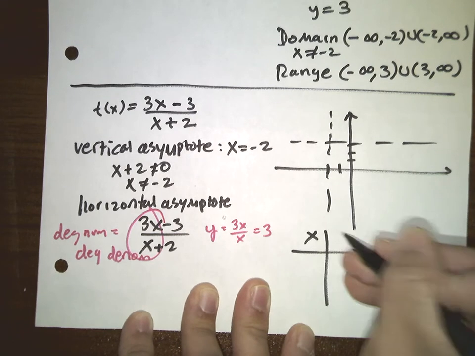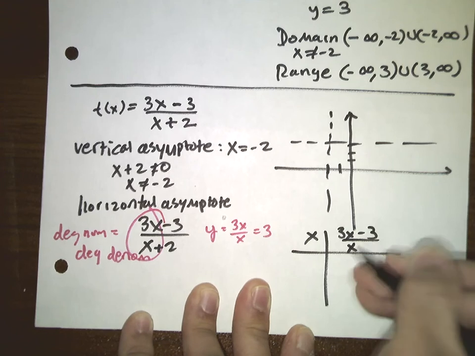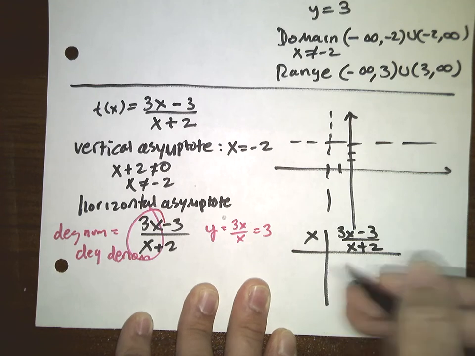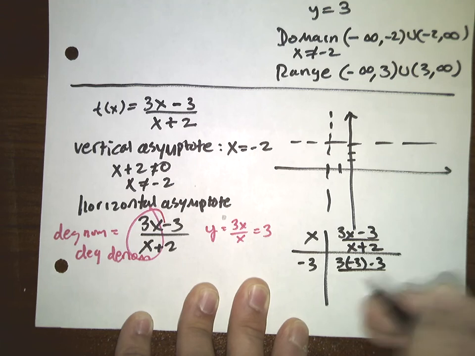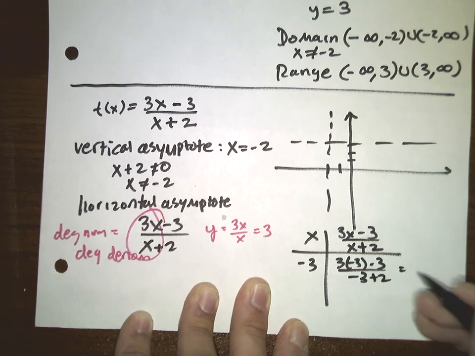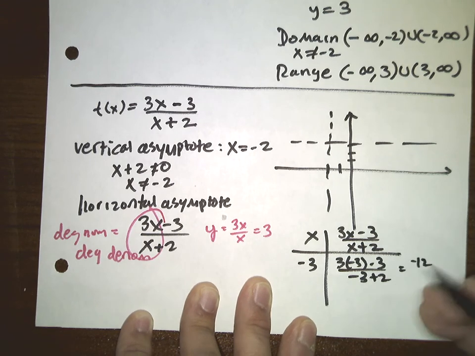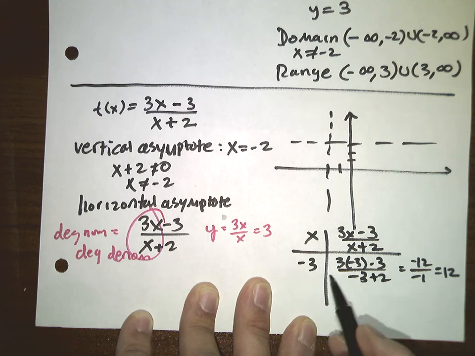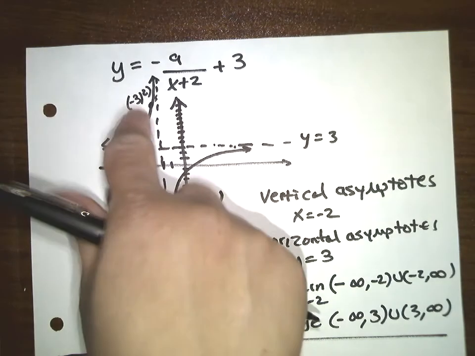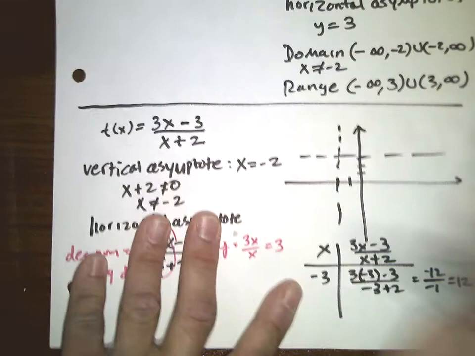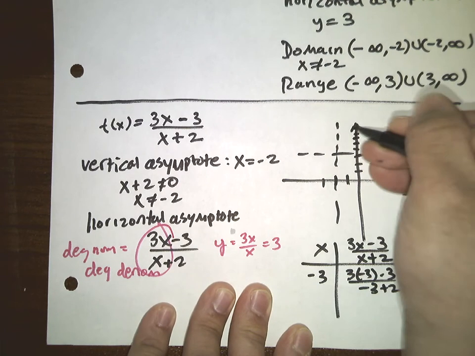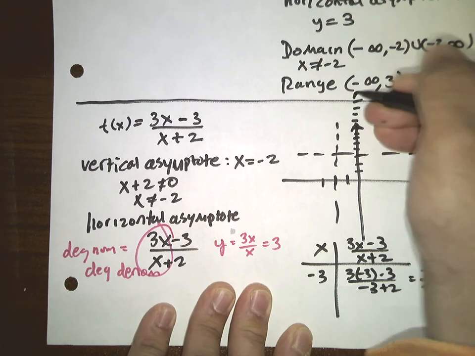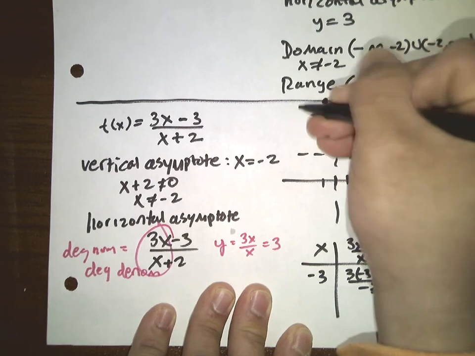So 3x minus 3 over x plus 2. If x were, say, -3, 3 times -3 minus 3 over -3 plus 1, that is -12 over -1, that's 12. Look, I just got -3, 12, which is the same point that I got up here. So then I have -3, 12, so 4, 5, 6, 7, 8, 9, 10, 11, 12. So -3, 12.